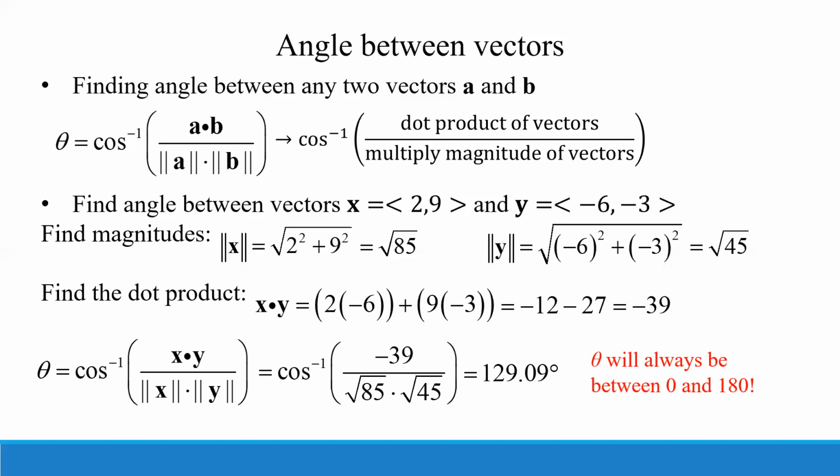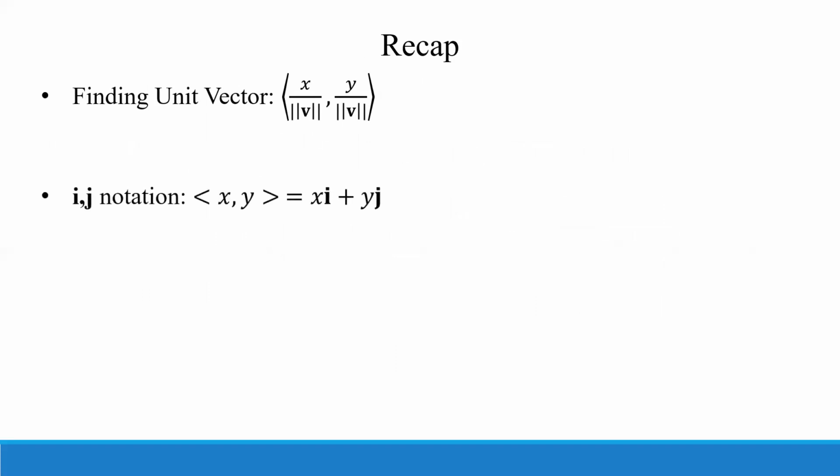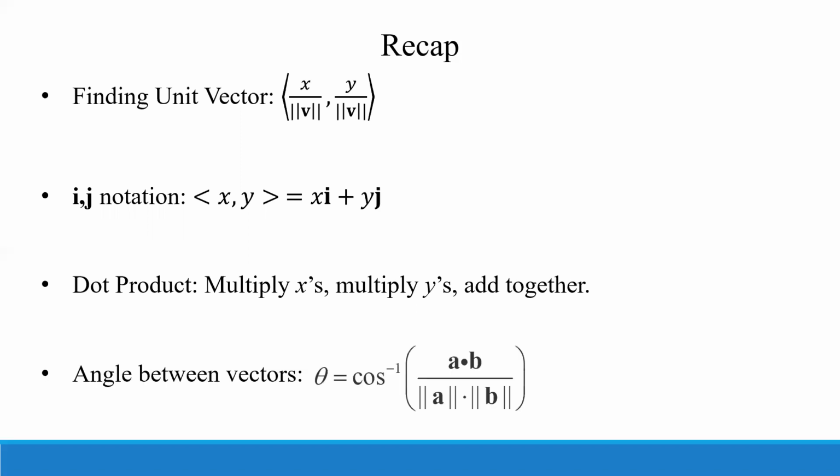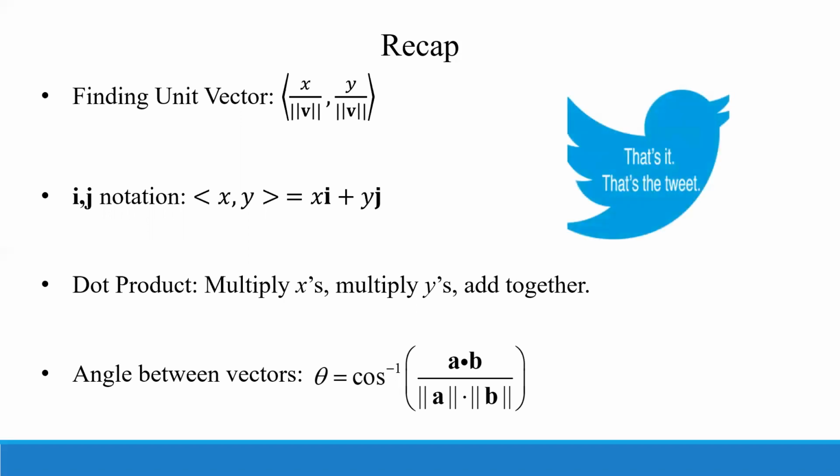That's it. So just as kind of a recap of what we did today, we know how to find the unit vector. We know how to write IJ notation. We know how to find the dot product, multiply the x's, multiply the y's, add them together. And then we know how to use the dot product to find the angle in between vectors. Okay? And that is going to be the whole kind of length of the assignment. The assignment's going to be a pretty short assignment this week.